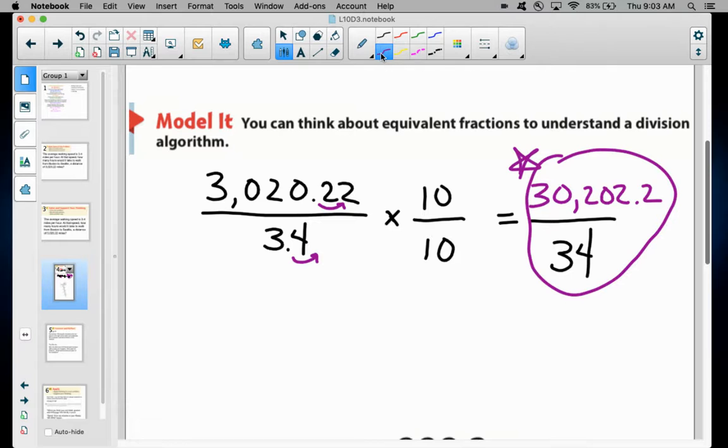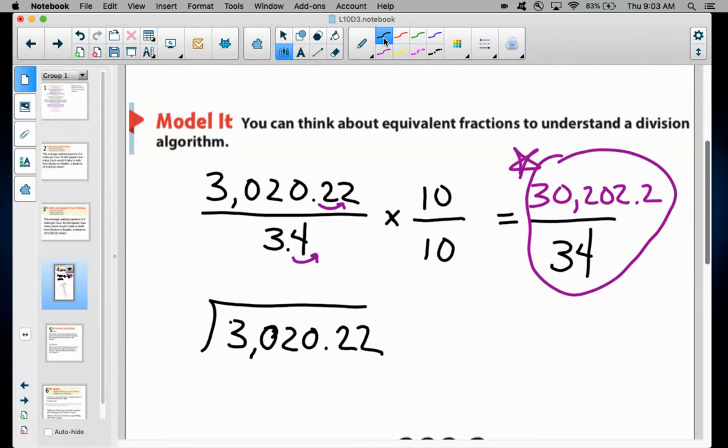Now, you don't have to think in fraction form. You can just write our division problem as it was, 3,020 and 22 hundredths divided by 3.4, and we can use that decimal moving trick. What you do to the divisor, you have to do to the dividend. So in order to make 3 4/10 into a whole number, we need to move the decimal point over one space to make it 34. I'm rewriting it over here.